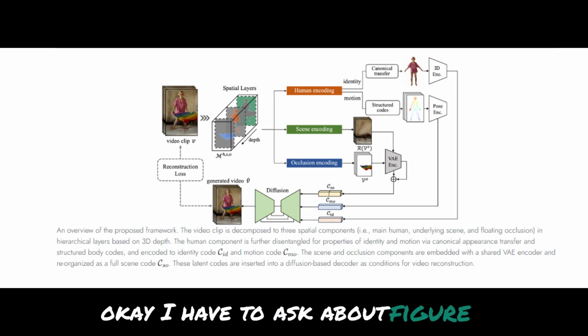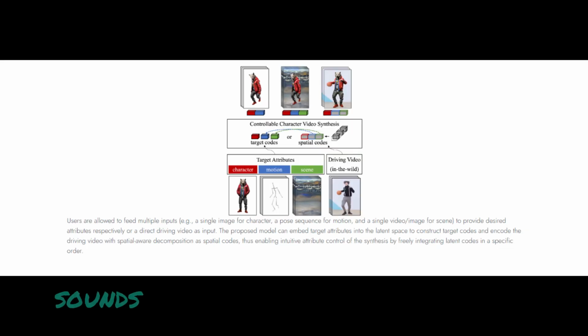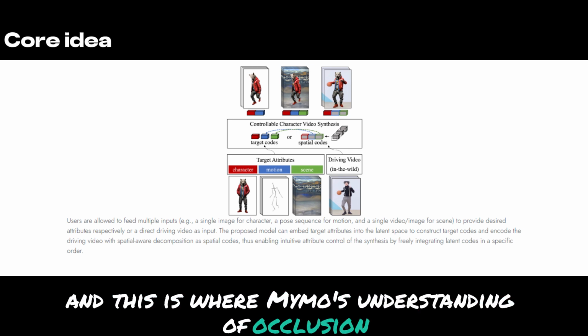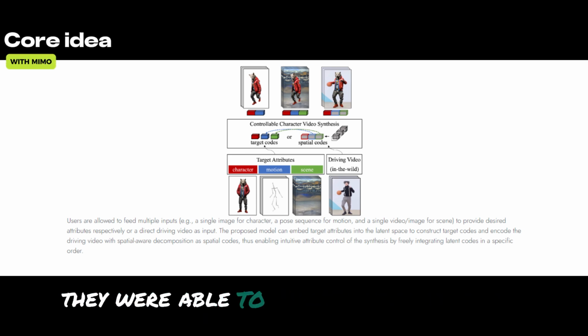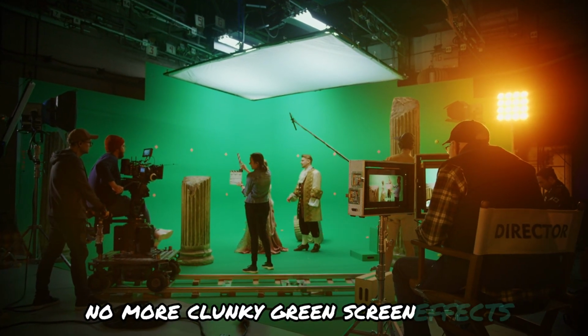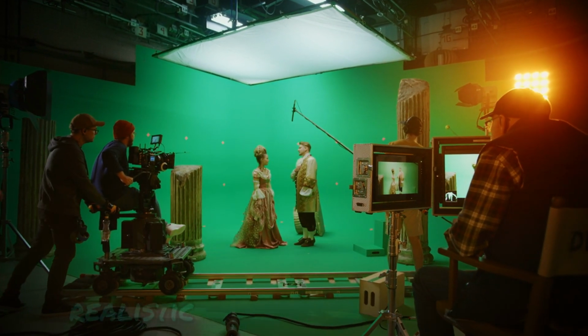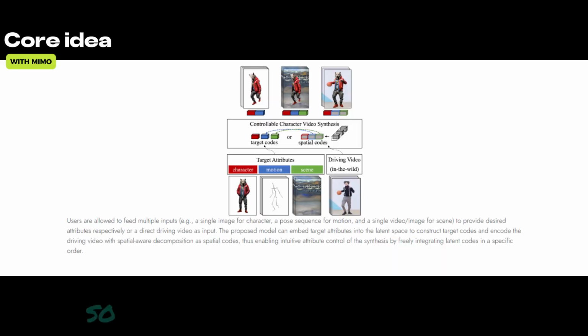Okay, I have to ask about Figure 7. Seamlessly inserting characters into real-world videos sounds like something straight out of a movie magic toolkit. And this is where MIMO's understanding of occlusion really shines. They were able to place characters into busy real-world scenes, even having them move behind objects convincingly. Wow. No more clunky green screen effects. It's like the difference between those old-school Godzilla movies and the photorealistic special effects we see today. So what you're saying is, with MIMO, those telltale signs of fakery could become a thing of the past.